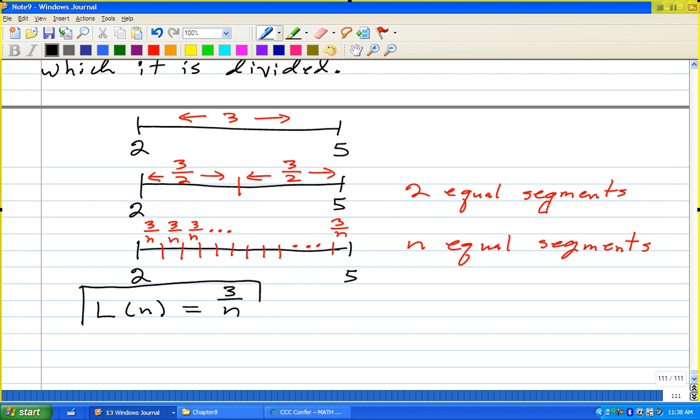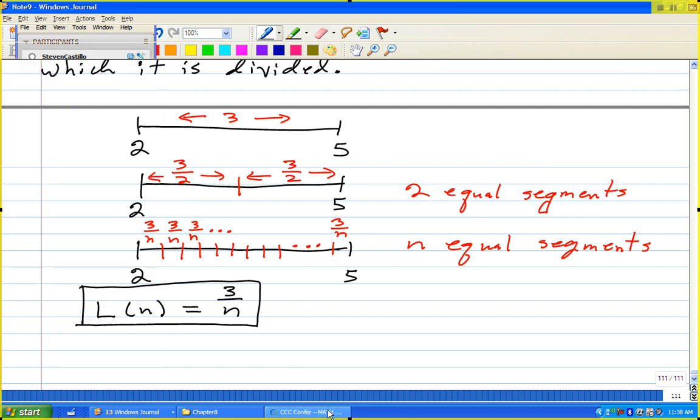And so the length of each of these line segments will just be some function of how many equal line segments n you've partitioned the interval [2, 5] into. And each of these little line segments will have a length of 3 over n. Any questions about that?